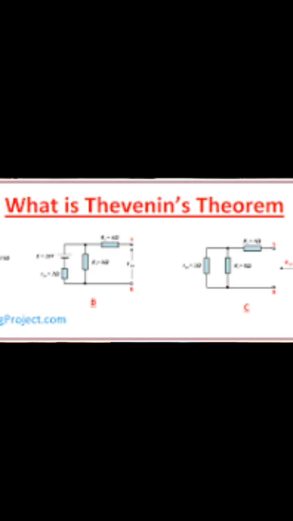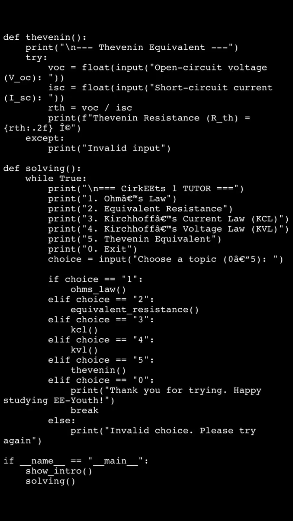To find this equivalent circuit, we need two key values: open circuit voltage, denoted as VOC, and short circuit current, denoted as ISC. The equation is RTH equals VOC divided by ISC, open circuit voltage divided by short circuit current.